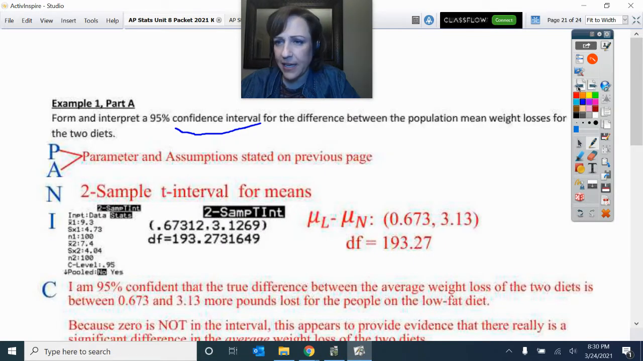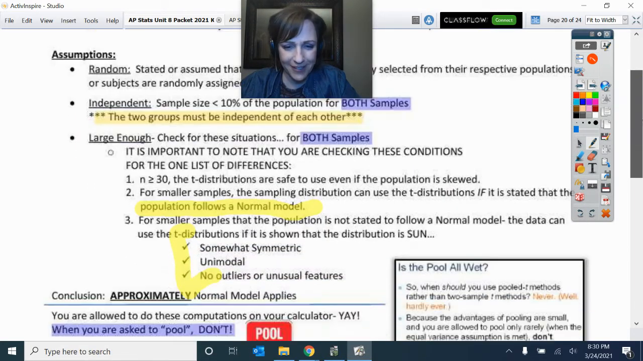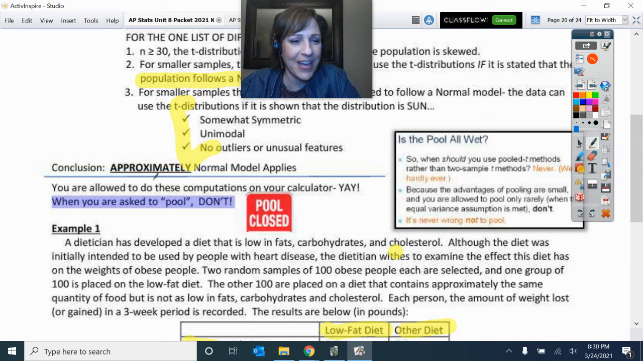Okay, I put it here on the first page. Let's talk about pooling. All right, here we go. I wrote pool closed. No, we are not going to pool. Okay, you and I never go into the pool together. You do not want to see me in my swimsuit. Okay, not going to happen. Never, ever are we pooling. But let's talk about what that is.